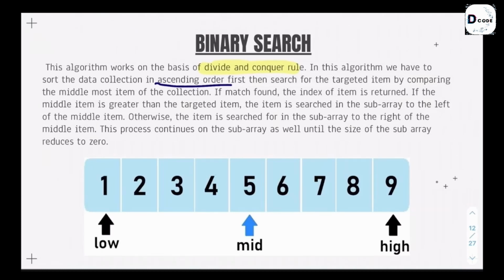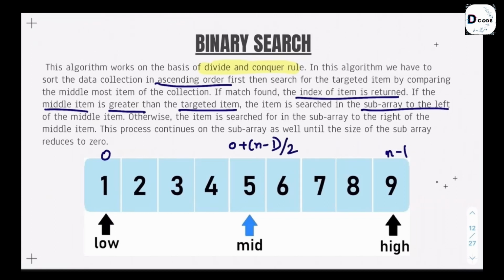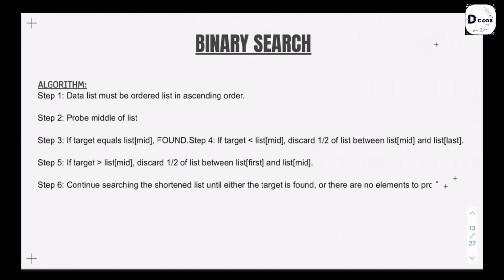If the middlemost item is matched with the key, the index of this item will be returned. If the middle item is greater than the key value, that is the targeted item, then the sub-array to the left will be searched, and vice versa. Now just remember one thing: low refers to index 0, high refers to index n-1, and middle is (0 + n-1) divided by 2. I've given this algorithm just for your reference.